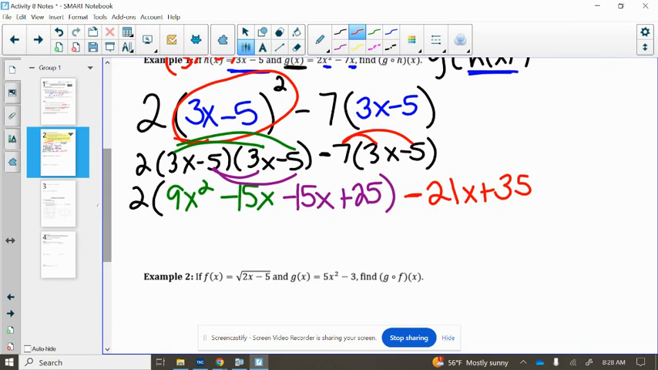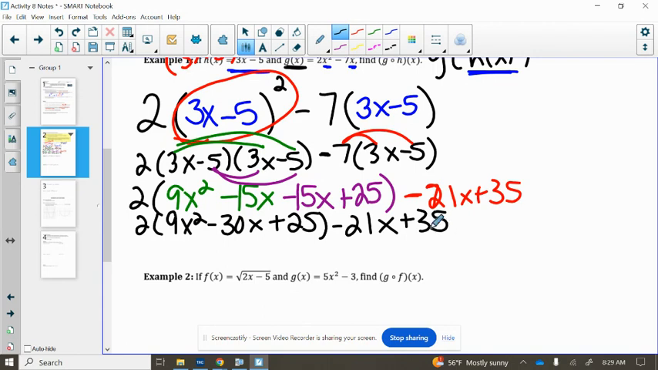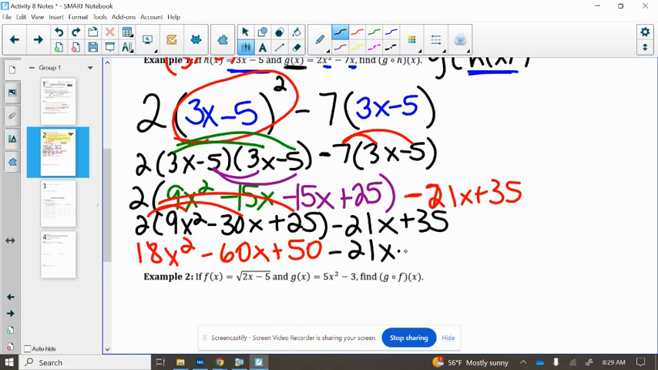And then we need to also distribute this 2, actually let's combine first. So we have this 2 on the outside, but we have 9x squared minus 30x on the inside plus 25. And then over here we had minus 21x plus 35. That's still here, the minus 21x plus 35. And then we're getting there. We need to also distribute this 2 to those pieces. So we have 18x squared minus 60x plus 50, and then still minus 21x plus 35.